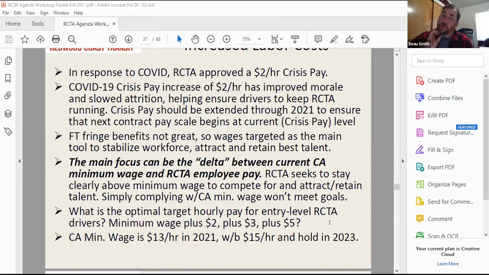Are the drivers commercial? Yeah, all of our drivers have a Class B driver's license. So they have to go through that. I'm a commercial driver as well, and there's a lot that goes into getting that. Yeah, it's just not go to the DMV and get it.